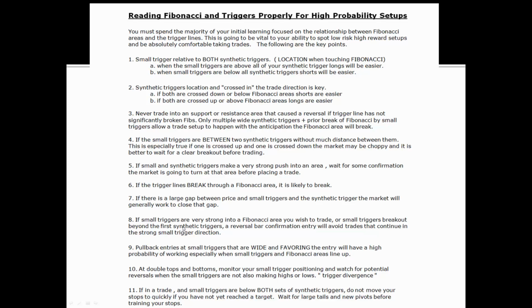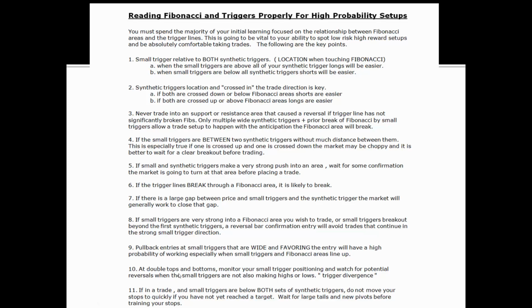Number 8, if the small triggers are very strong into an area you wish to trade, right, or the small triggers break beyond synthetic triggers, wait for confirmation, right? Reversal bars, high volume area, confirmation that that area is actually going to hold. Now, pullback entries, when the small triggers are very wide and crossed in your direction, have a high probability of working, especially when you have a high volume area helping you with wide, small triggers crossed in your direction.